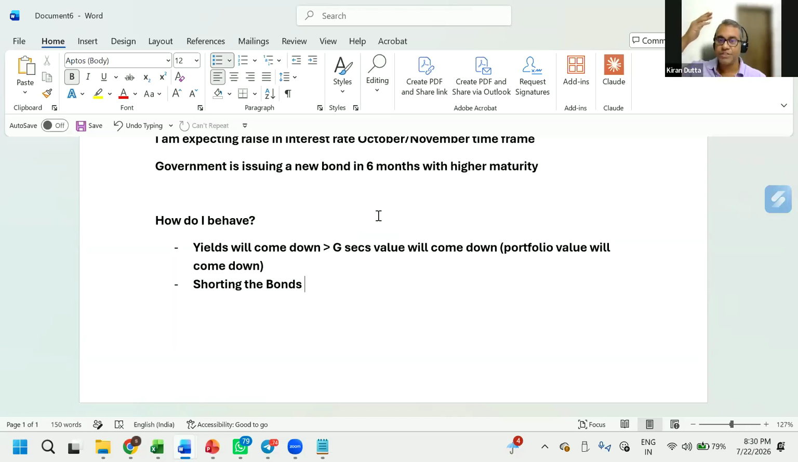G-Sec yields were somewhere around 7.4, 7.25, and they fell all the way to 6.2. Ideally, that 7.5 should have gone up to 7.6 or 7.7. But with all these external factors, that 7.25 actually came down to 6.2. Now I think they have stabilized it, and it has been brought back up to 6.8.